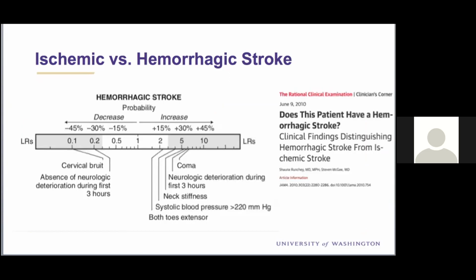And there are likelihood ratios that have been calculated, and some of them are quite good. The likelihood ratio is above 5 for someone in coma having a hemorrhagic stroke, and a cervical bruit makes an ischemic stroke way more likely. But they're not perfect. A likelihood ratio of around 5 or of 0.1 will affect your post-test probability a lot, but not even remotely close to what it would be if you could get a CT scan. So it's still clinical judgment, balancing risks and benefits, potentially clinical decision-making as well.